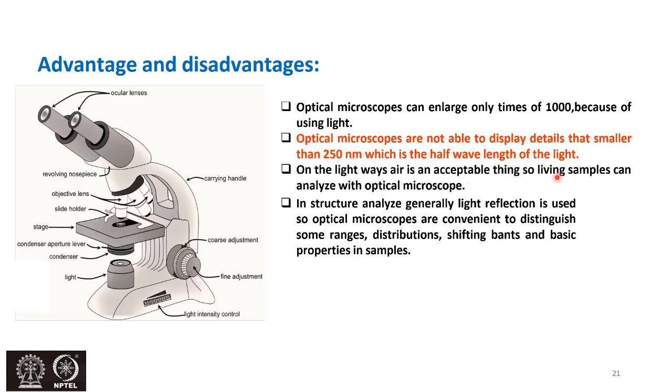For living samples or biological samples, the optical microscope is a very good source of information on living cells, bacteria, or biological cells. Then in structure analysis, because of the light reflection, we are able to distinguish the basic phases or grain boundaries. Those kinds of things can be distinguished because of the light reflection, so we'll be able to get color contrast in that.